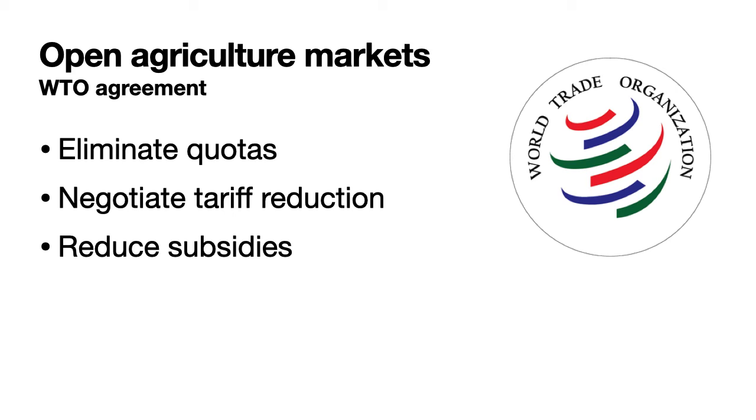And there's really three elements. One was to eliminate quotas, and that was sometimes known as tariffication, to replace quotas with tariffs, and that's where the tariff quota became popular. The second part was to negotiate reductions in tariffs, reduce the level of taxes, and that has been broadly agreed to, but there's been controversy over the specifics of how much tariffs should be reduced for each commodity.